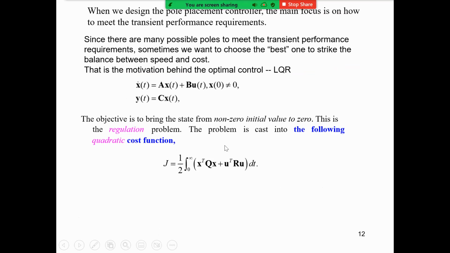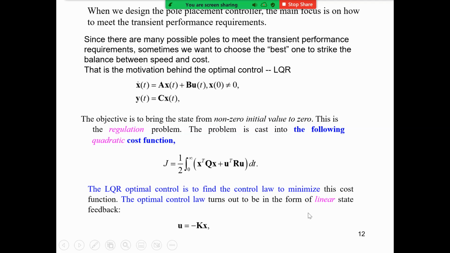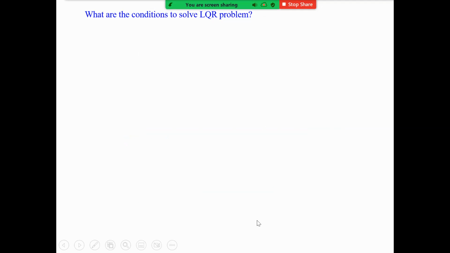Okay. So we have to put a penalty for both the state vector and also the cost for the control input. You have to specify the Q and R. We try to minimize this. And it turns out this will be the form of the controller to achieve this. So we still use our state feedback. And then what are the conditions? First of all, the system has to be controllable.